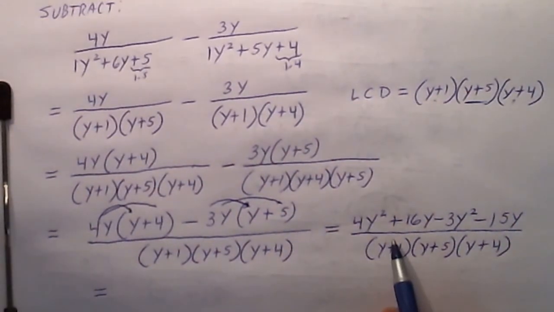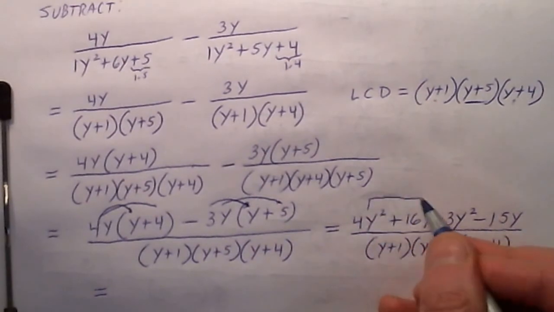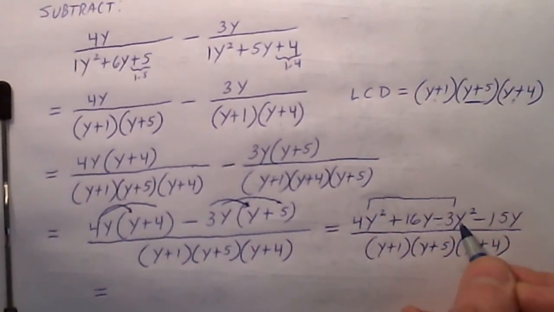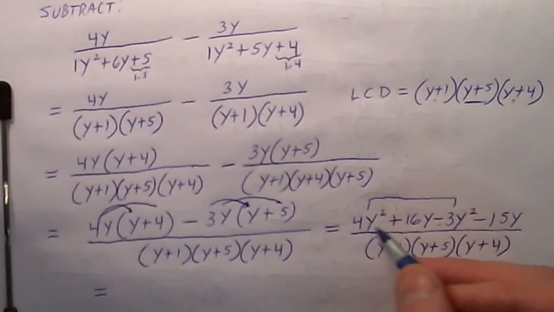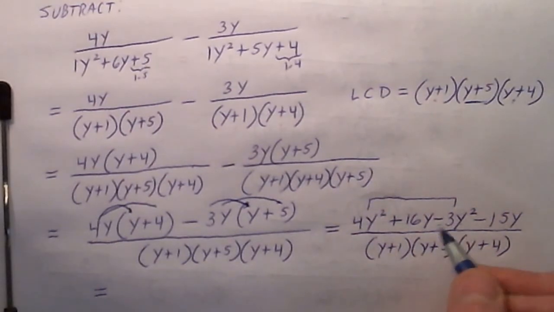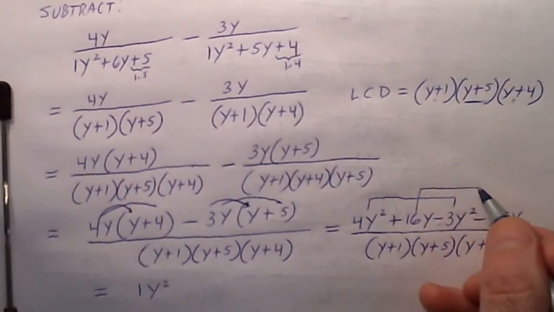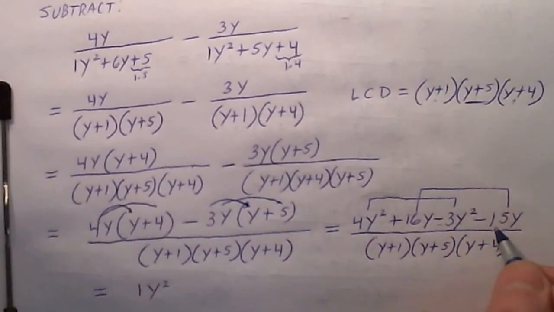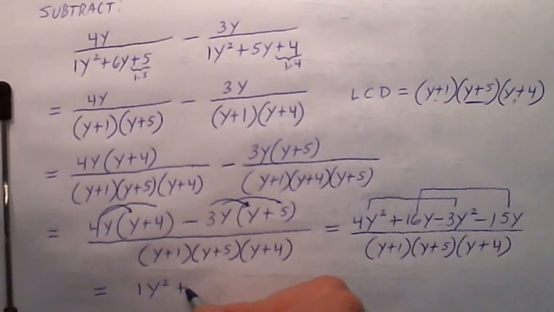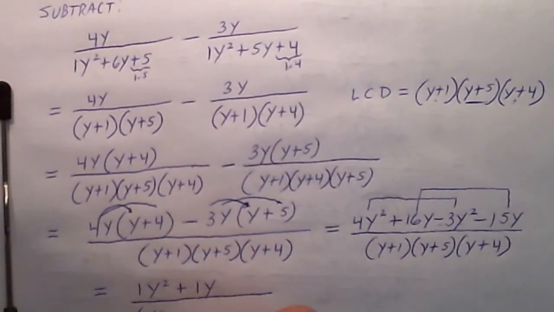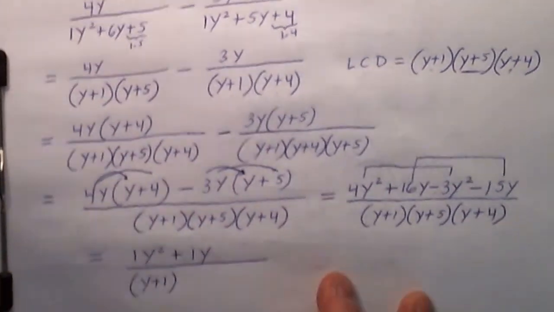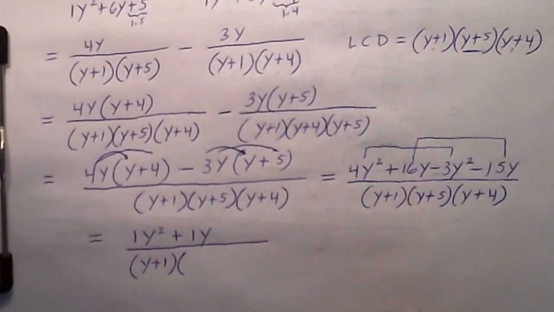Further simplifying our numerator by combining like terms, we have a 4y squared that must subtract off a 3y squared, and 4 minus 3 is 1. So 4y squared minus 3y squared is 1y squared, or just y squared. And then we have a 16y that must subtract off of 15y. 16y minus 15y is 1y, or y. And all this sits over, you guessed it, our least common denominator.